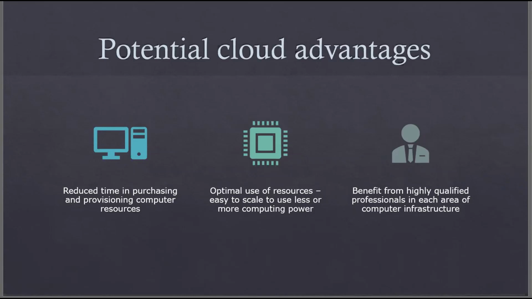Number two, optimal use of resources. Easy to scale using less or more computing power. This guarantees the resources are available if there is high demand, or it can scale down to reduce costs if demand is low.